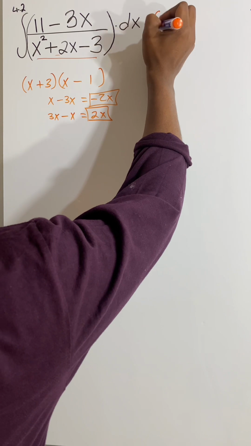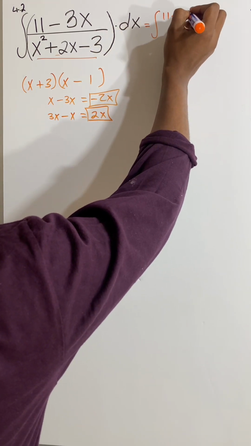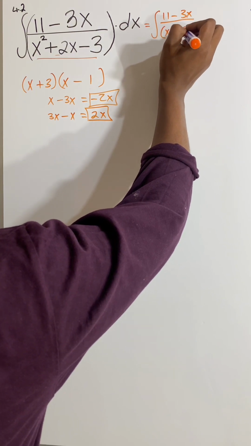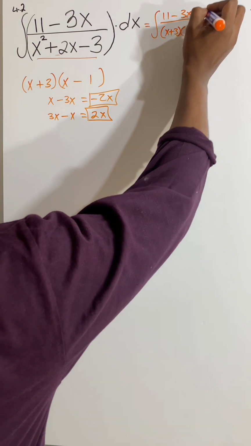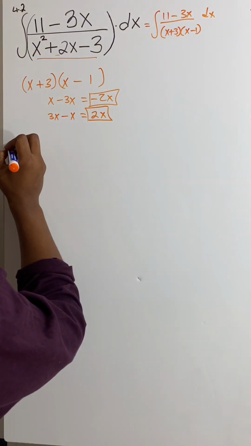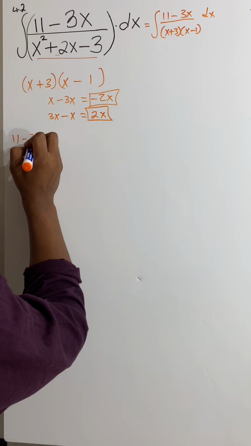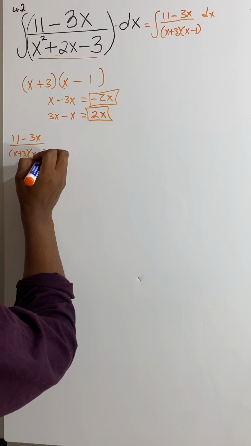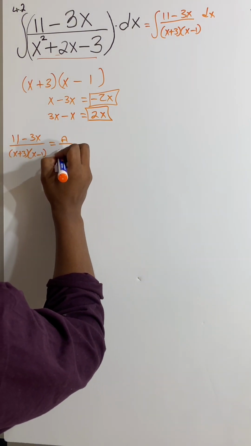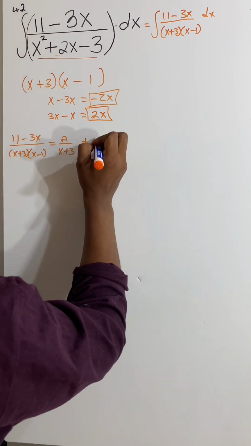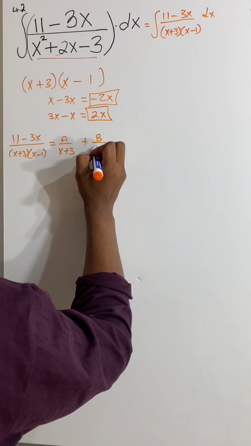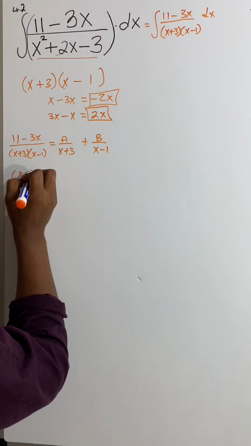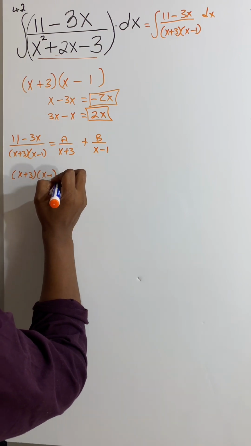and we equate this as the integral of 11 minus 3x over x plus 3 multiplied by x minus 1 dx. 11 minus 3x over x plus 3 multiplied by x minus 1 is equals to a over x plus 3 plus b over x minus 1. We multiply both sides by x plus 3 and x minus 1.